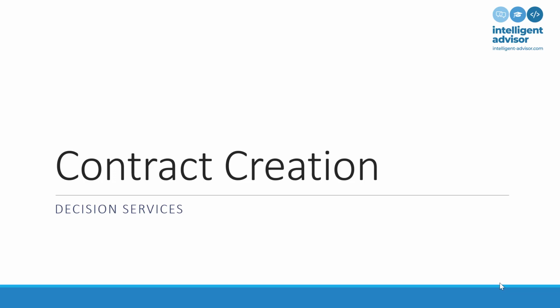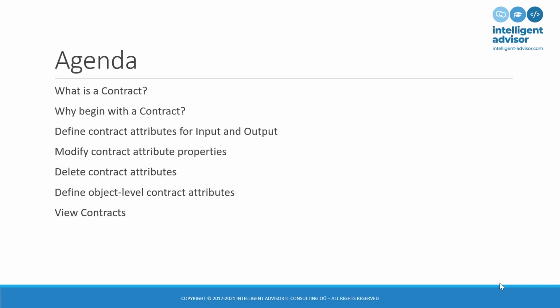Let's take a look at the agenda. We'll begin by discussing what exactly a contract is and why we need to start with a contract. Then we'll look at how we define elements for input and output and how we modify and delete them, and then how we can distinguish between object-level elements and top-level elements. Finally, we'll discuss ways to visualize a contract.